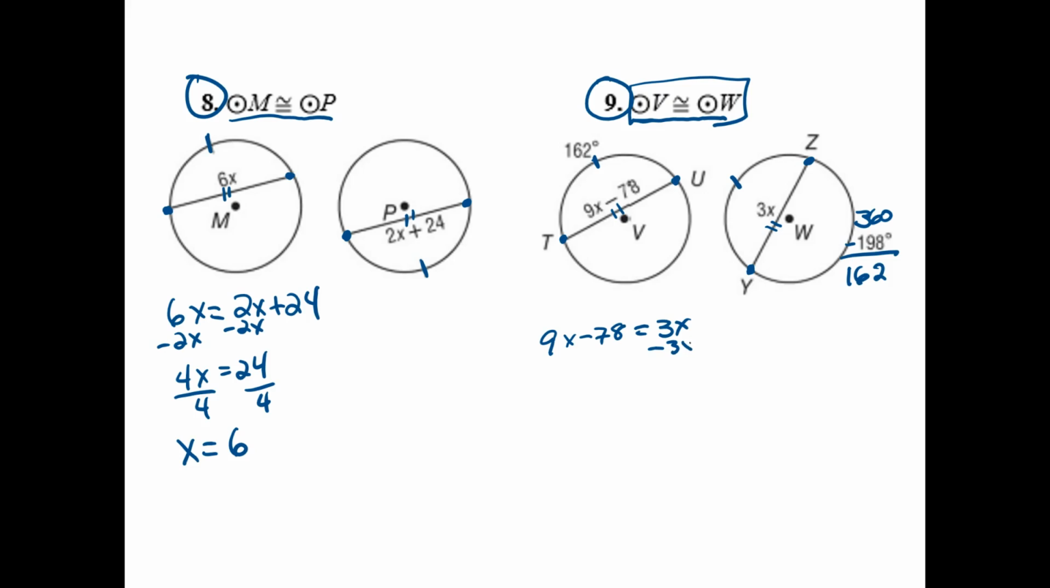And then I can use algebra skills to isolate my variable. I would get that 6x is equal to 78. If I divide both sides by 6, I would get x is equal to 13.